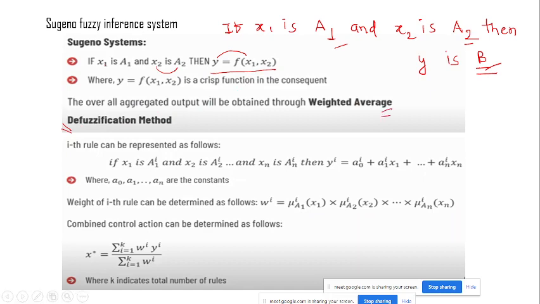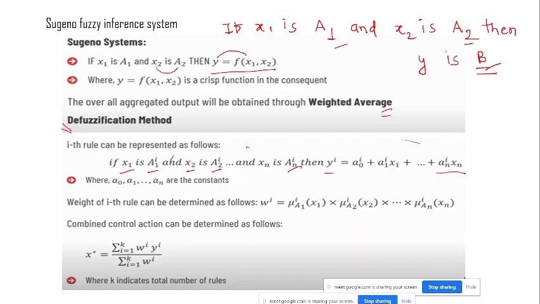Let me tell you how the problems can be solved here. How is the rule defined? If x1 is ai1, the first input belongs to some fuzzy class, the second input belongs to some fuzzy class, connectors are and or whatever, xn belongs to some fuzzy class, then what is the output? The output is a polynomial function: a1 x1, a2 x2 and so on up to an xn. Likewise we are defining the rule.